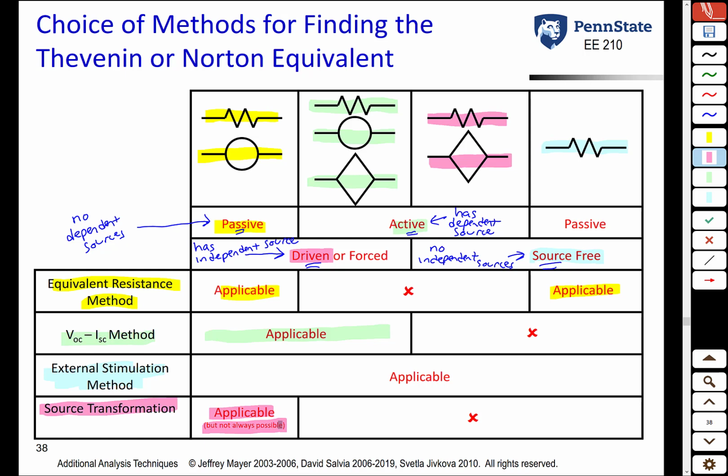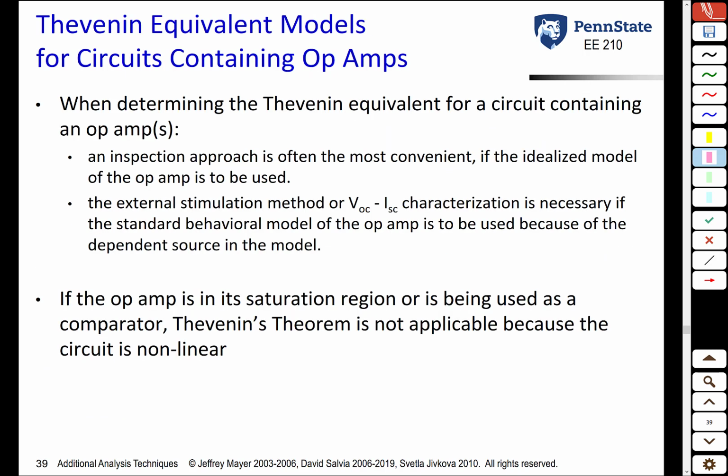The final topic we're going to look at in today's lecture is the Thevenin equivalent model for circuits containing op-amps. This seems very confusing, but it actually is very, very simple because it's really just a matter of memorizing some results. So what happens when you want to determine the Thevenin equivalent for a circuit containing an op-amp, if we have an ideal model of the op-amp, which is what we do in this class? Basically, an inspection approach is often the most convenient. And that's what we're going to be doing in our examples on the next page.